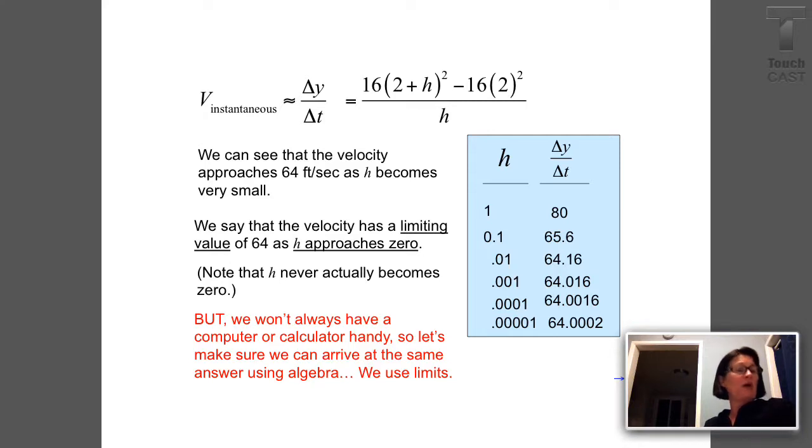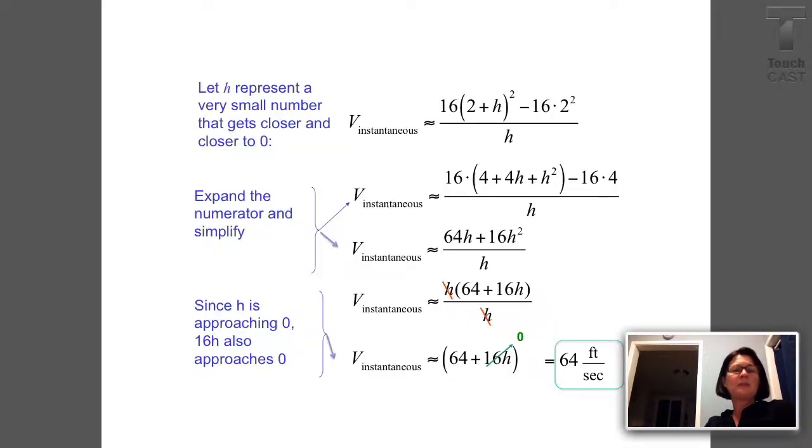All right. The problem is, we're not always going to have a computer or a calculator to do this for us. But it turns out we can use algebra. So watch the algebra that we can use to compute instantaneous speed. The trick here is to pick a variable, I called it h, and let the variable be really small and get closer and closer to 0.